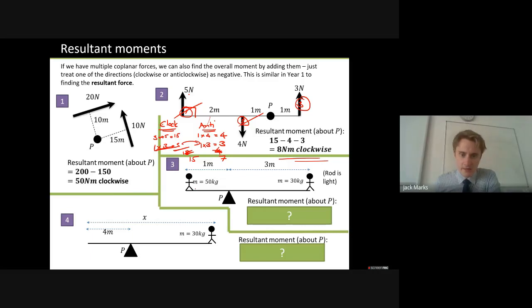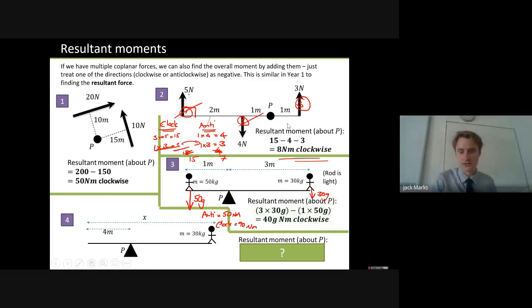So over here, this person is 50 kilograms. Well, moments are not about mass. They are about weight. 50 G. That's what it needs to turn into. This person over here, 30 kilograms, 30 G. It's all about forces. We're only interested in the forces. 50 G, 1 away, so that's anti-clockwise. Anti-clockwise is 50 Newton meters. Clockwise is 30, it's 3 away. Clockwise is 90 Newton meters, so 40 clockwise.